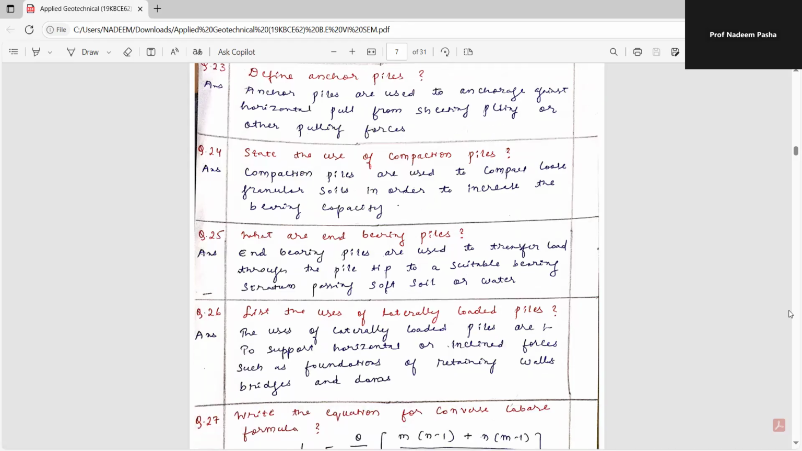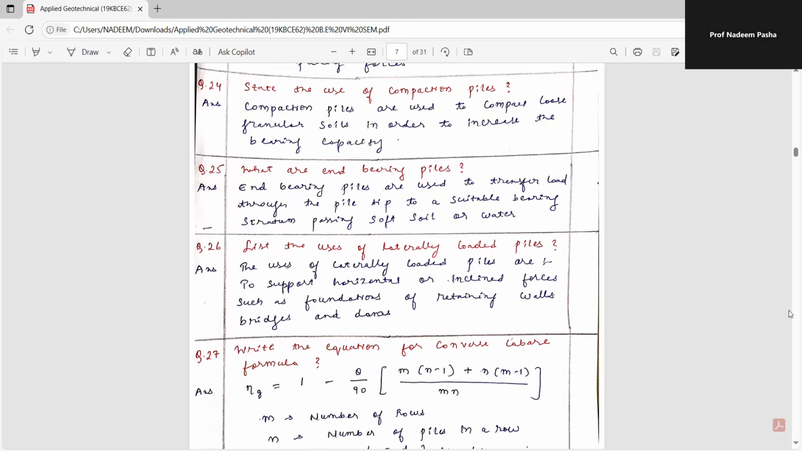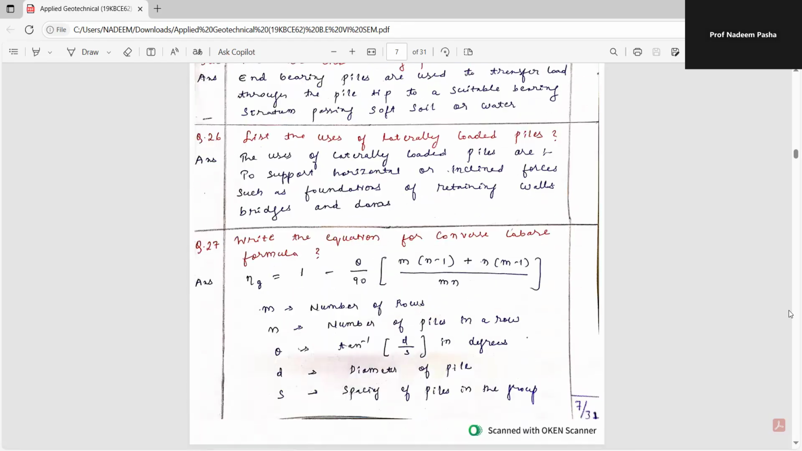Lastly, list the uses of laterally loaded piles. They are used to support horizontal or inclined forces such as foundations of retaining walls, bridges, and dams. Write the equation for the Converse-Labarre formula. Eta g equals 1 minus theta by 90 times [(n minus 1) m plus (m minus 1) n] divided by mn, where m is the number of rows, n is the number of piles in a row, theta is tan inverse of d by s in degrees, d is the diameter of piles, and s is the spacing of piles in the group.